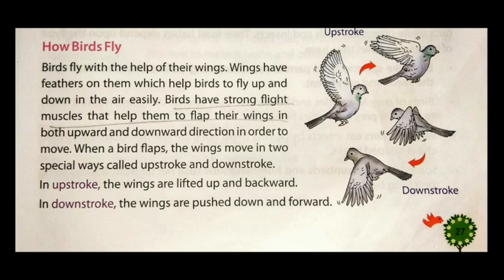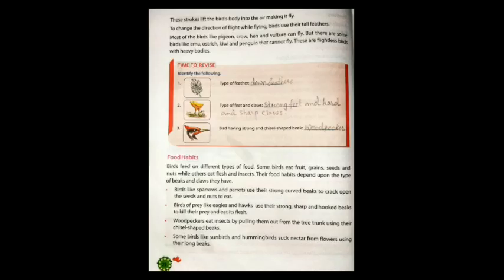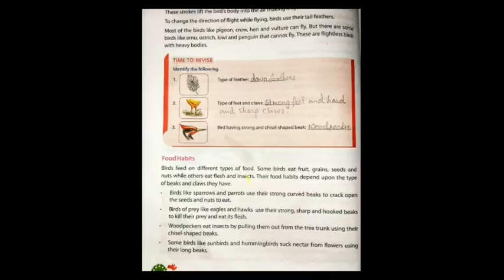When a bird flaps, the wings move in two special ways called upstroke and downstroke. In upstroke, the wings are lifted up and backward. In downstroke, the wings are pushed down and forward. Okay. Then next, page number 28.